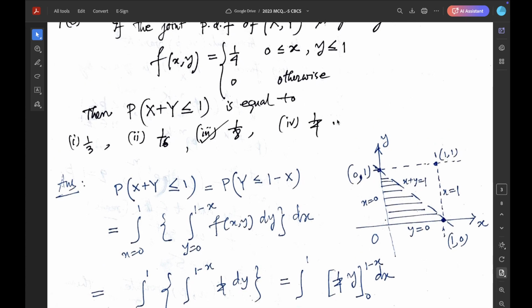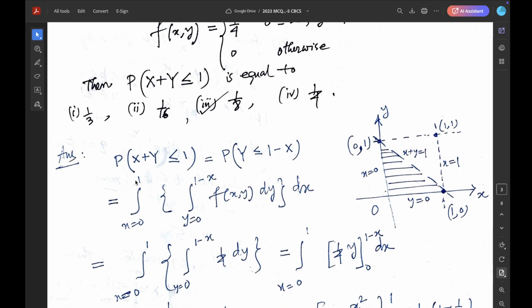So x plus y equal to 1 represents this straight line, x by 1 plus y by 1 equal to 1. So this is the line x plus y equal to 1, and the region less than or equal to it is this shaded region. So the limit for x is x equal to 0 to 1, and the corresponding y limit is y equal to 0 to 1 minus x, corresponding to this strip, and this strip moves from x equal to 0 to x equal to 1.